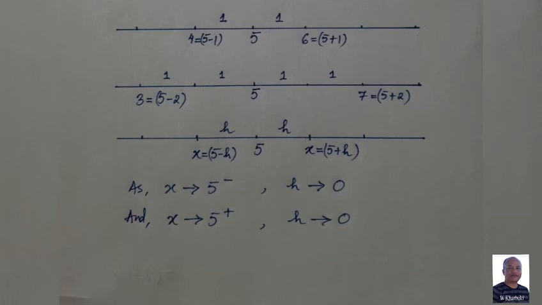Simple. Now in notation, we know that if x is very, very close to 5, then in both cases h should also be a very, very small number, and that small number is 0. So in notation we write like this: as x approaches 5 from the left, with a minus sign on the top right of 5 to show that x approaches from the left, h should also approach a very small number, that is 0. The same thing applies to the second notation.